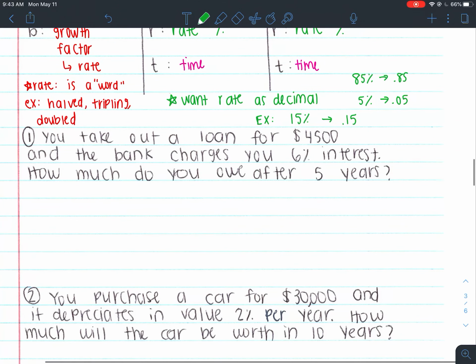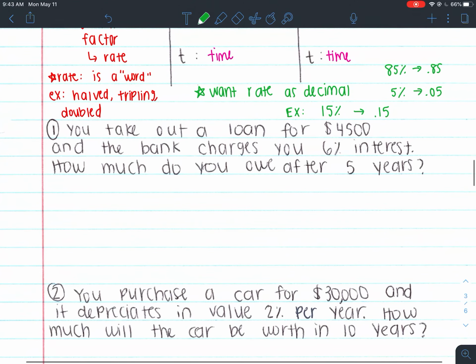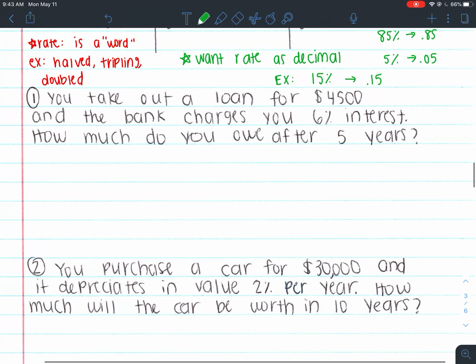I'm going to go over two problems. One where we have a percentage rate, and another where we don't have a percentage rate and we have a word rate. I'm going to start with number one. You take out a loan for $4,500 and the bank charges you 6% interest. How much do you owe after 5 years?